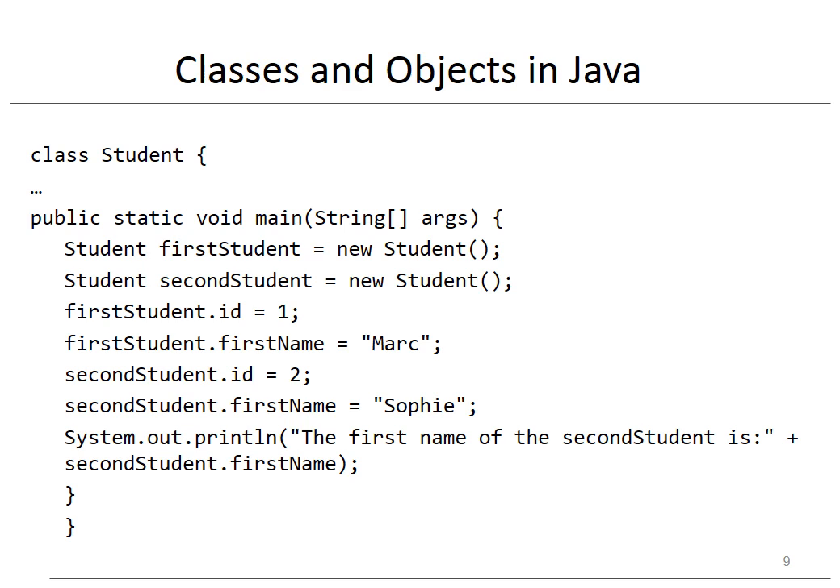The main method starts by defining two student objects, firstStudent and secondStudent. It then sets the id and firstName variables for both students. Note the use of the dot operator to access the student object's variables: firstStudent.id equals 1 and firstStudent.firstName equals Mark. The statement System.out.println is then used to print the first name of the second student on the console. We will explain more about the meaning of this statement in what follows.